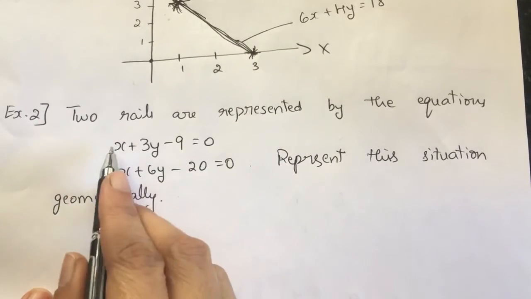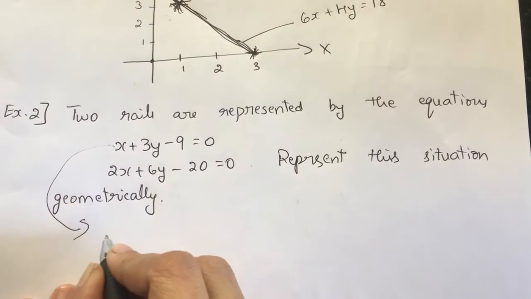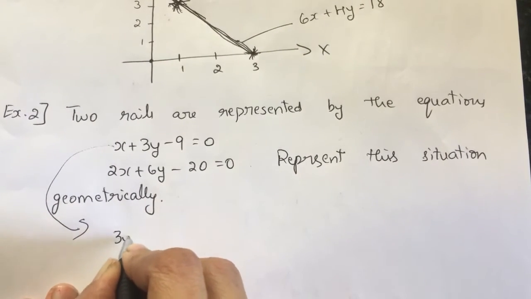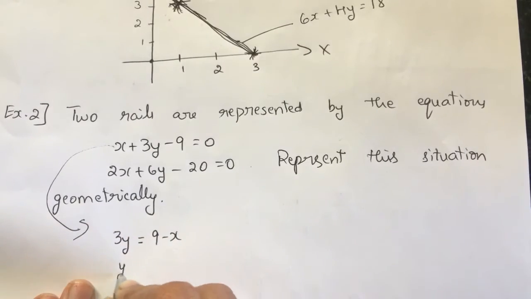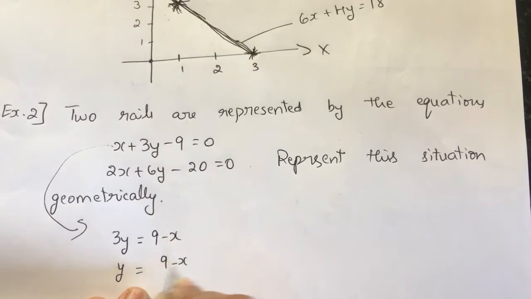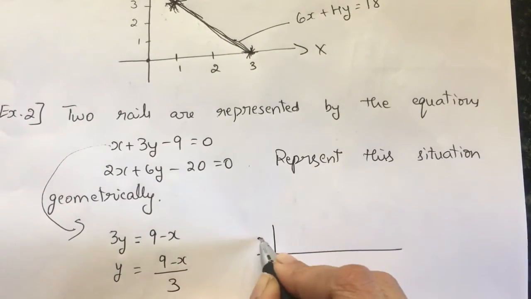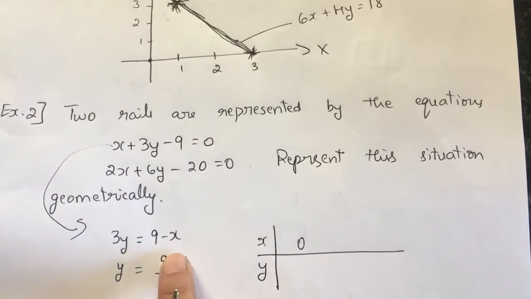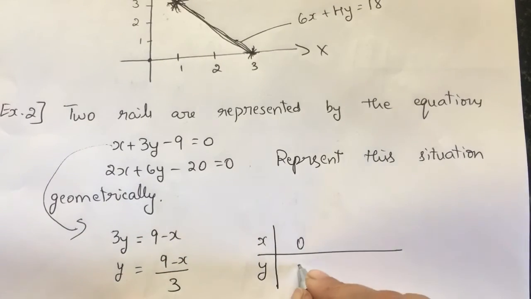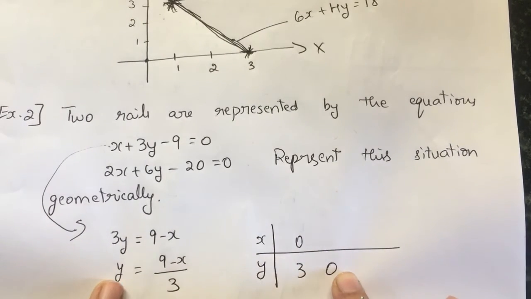Okay. You rewrite this equation. So 3y equal to 9 minus x. So y equal to 9 minus x by 3. This is the first equation. So for that I'm writing a table x, y, give value of x to 0. When x is 0, it is 9 by 3, which is 3. Similarly, you give value of y as 0. Then the value of x will be 9.